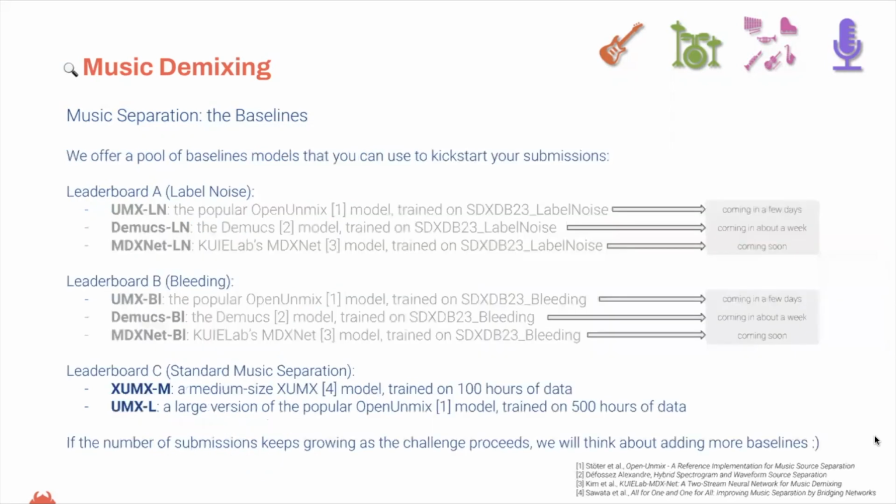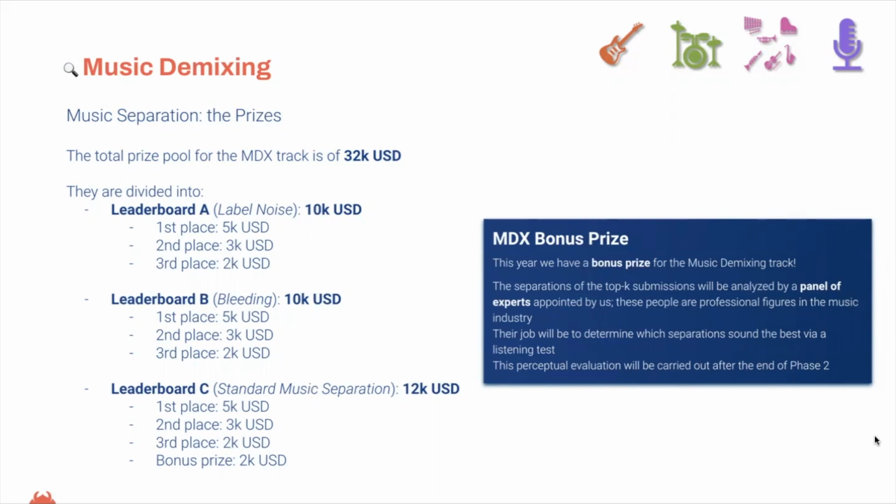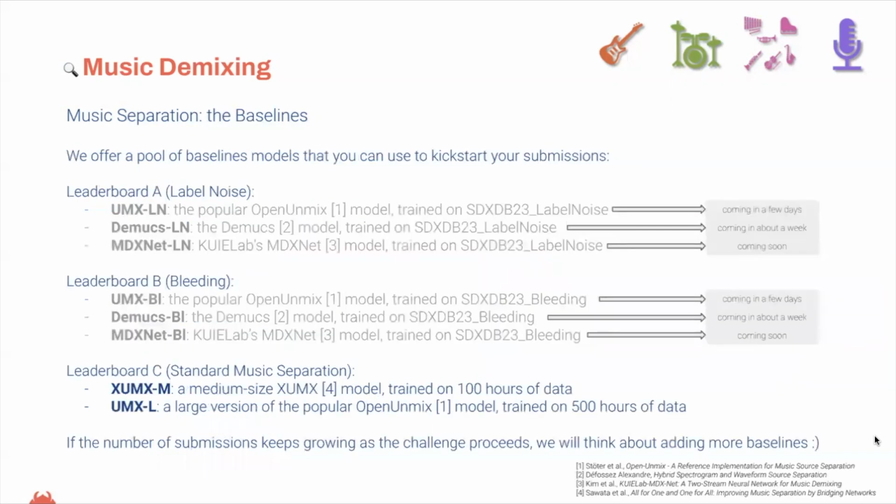I think I have just 2 slides at the end to finish my part about the baselines. Now, we offer a pool of baseline models that you can use to kickstart your submissions. Basically, you don't have to start from scratch, right? You can take one of these models and do whatever you want with it, but at least you don't have to start from scratch. Let me start from leaderboard C, because there is where we already have some leaderboards available.